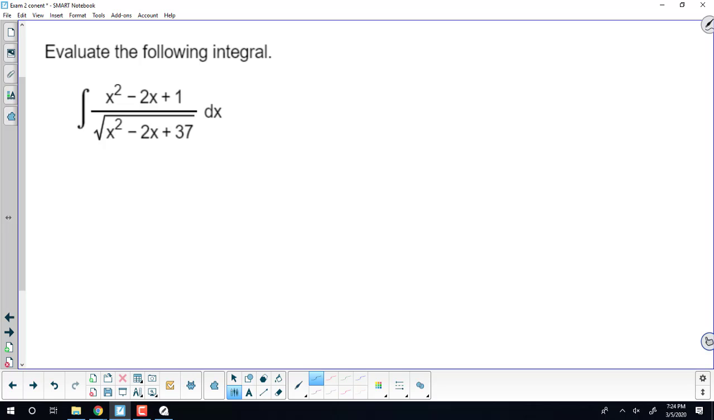This is in 8.4, which was trig substitution. So if the instructions on the exam were evaluate using trig substitution, we first have to get it in a form that is applicable to trig substitution, where we have a difference or sum of squares under the square root. So in order to do that, we complete the square on x squared minus 2x plus 37.